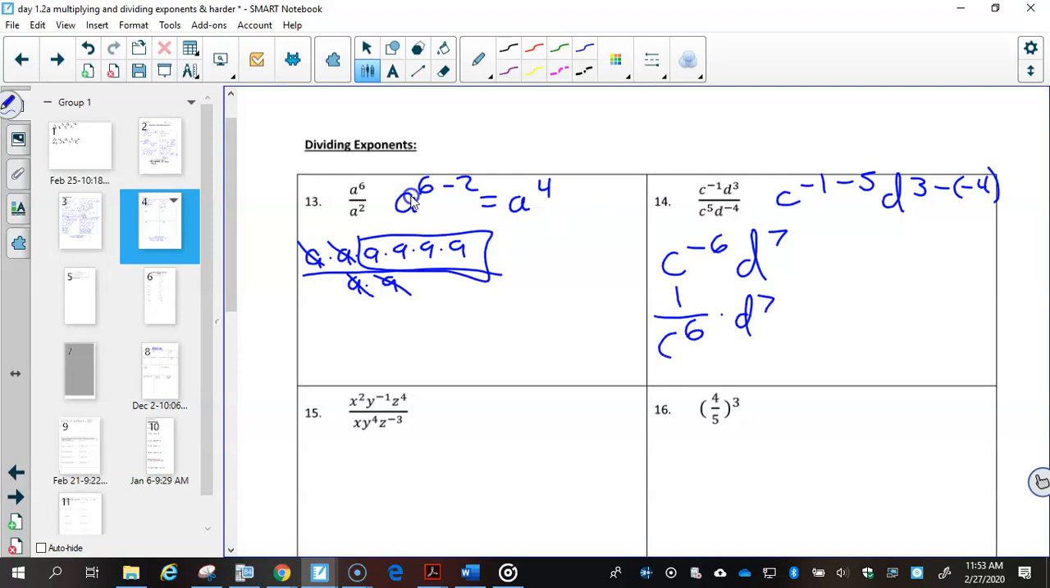What would this be as a combined fraction? D to the 7th over C to the 6th. So it's okay if you have negative exponents at first, as long as you don't end up with negative exponents. If we ever wrote 1 over C to the 6 times E to the 7, would that still be correct, or do we have to make it? You have to make it one condensed fraction.